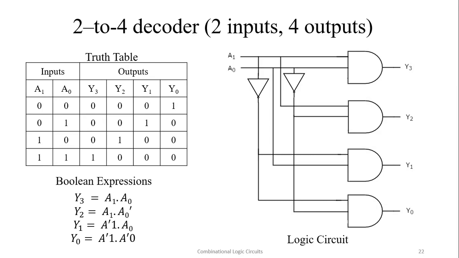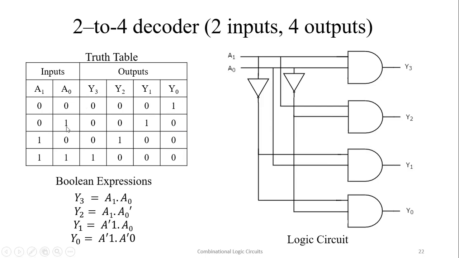2 to 4 line decoder, 2 inputs and 4 outputs. For 2 inputs we have these 4 possible bit patterns or codes: 0 0, 0 1, 1 0 and 1 1. So we have outputs Y0. Y0 is 1 when this bit pattern is present at the input. So this output will be 1 and the remaining outputs will be 0.